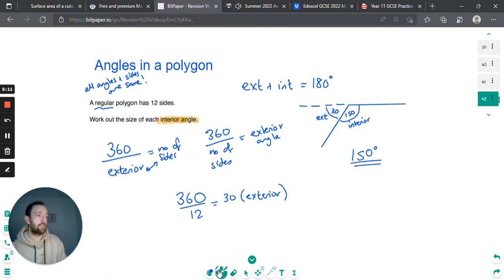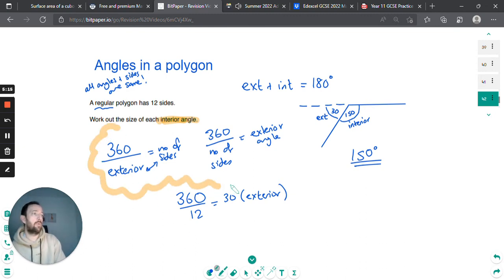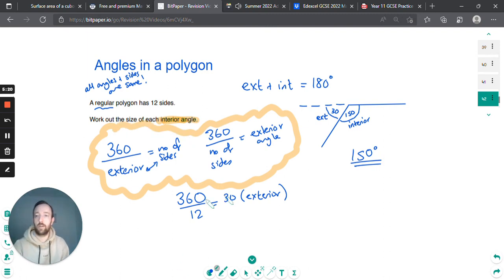So two little formulas to remember, and it's the same one, but we switch them around depending upon what we're trying to find. So there we go. So that's the bit that we need to be looking at.